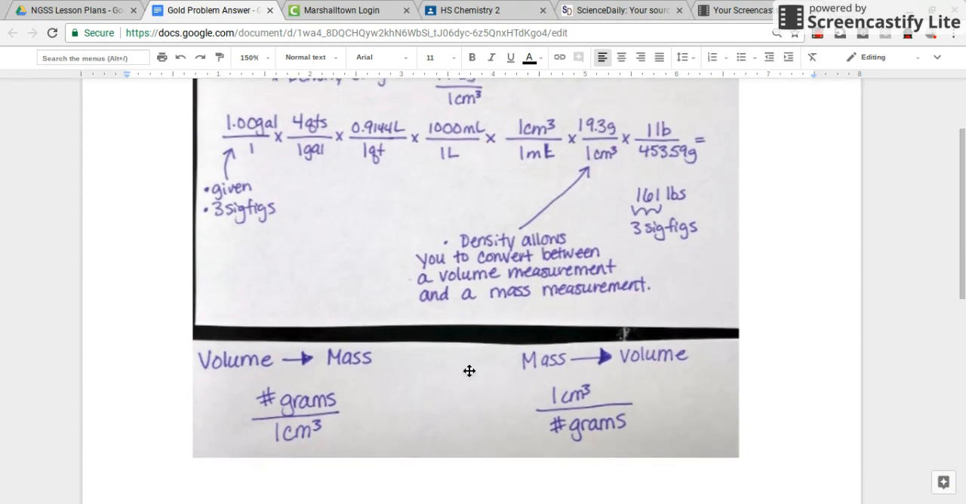But if you started the problem in grams and you wanted to get to volume, then you could put the density's number of grams on the bottom, and the 1 centimeter cubed on top. So if we were doing this with gold, we would put the 19.3 grams down here, and then the 1 centimeter cubed on the top.